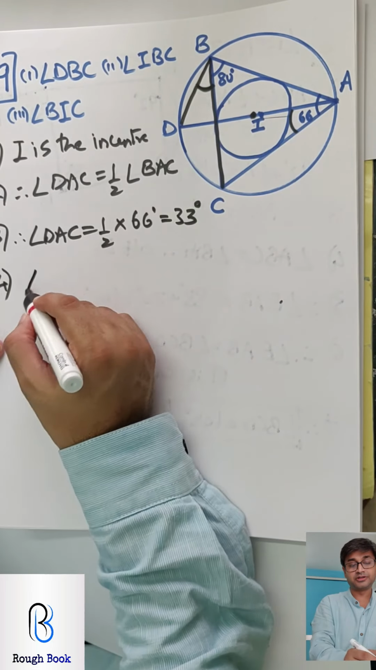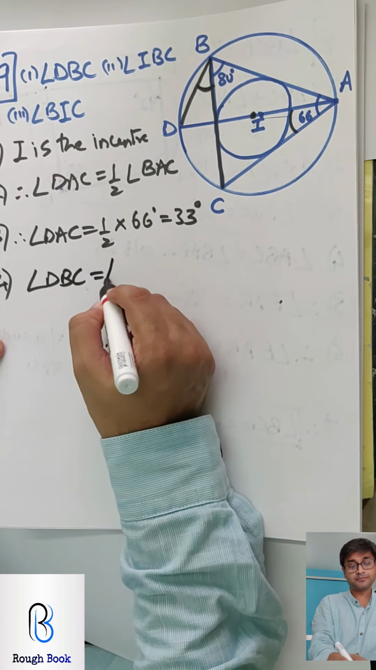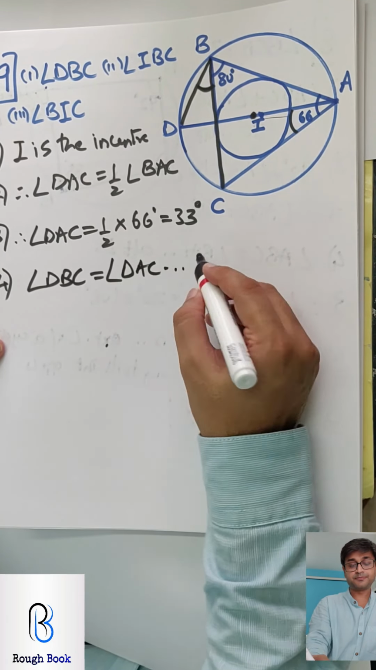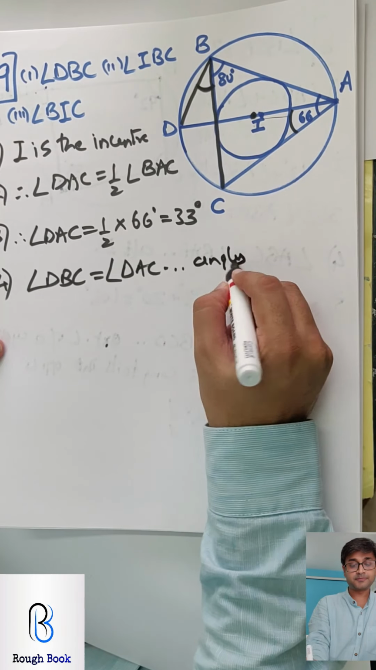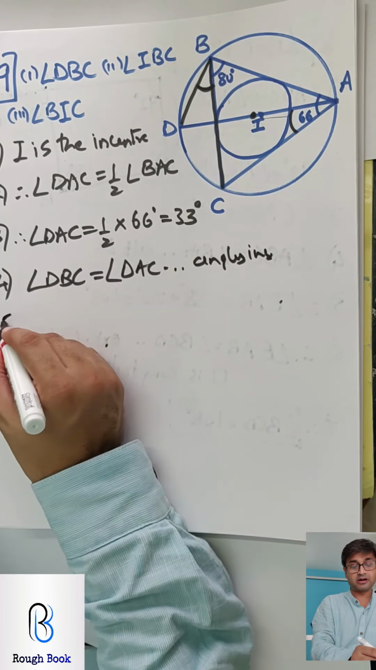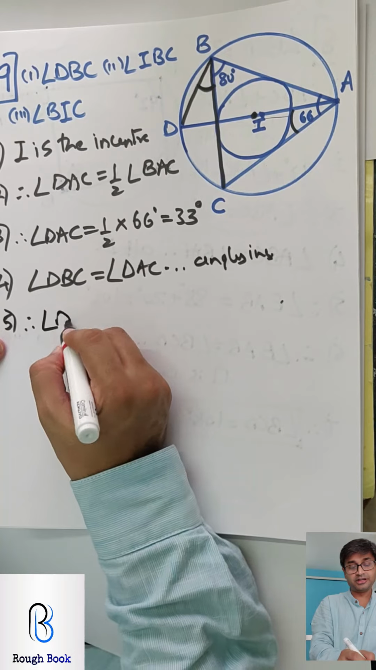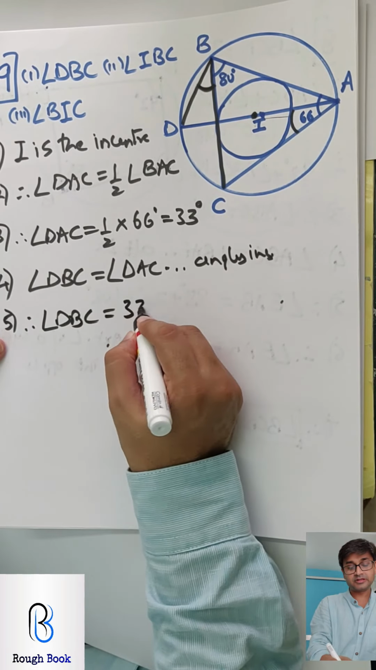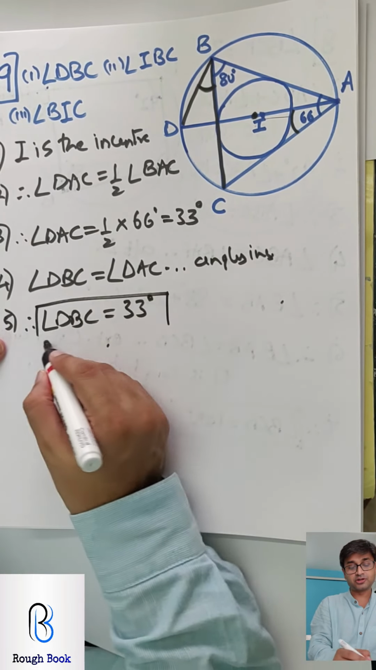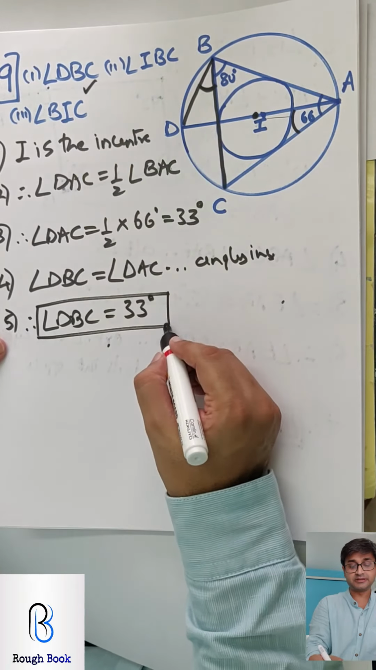This will be equal to this. So DBC equals DAC. Reason: angles inscribed in same arc are congruent. So therefore DBC becomes 33, and we managed to get our first answer, DBC.